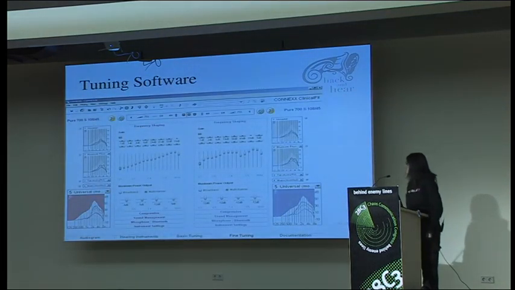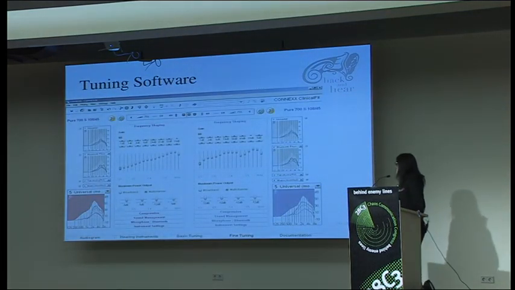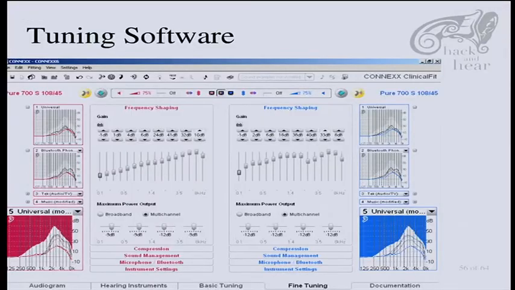Yeah, the tuning software, I showed you some excerpts from it. This is just another screenshot. On the right side here, you see the different programs. So the universal one, here's one for music and one for the tech, if you work with that.